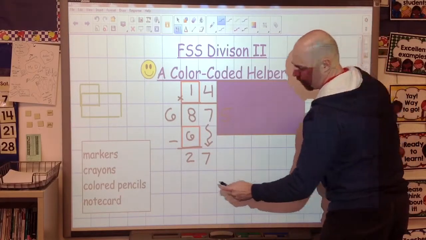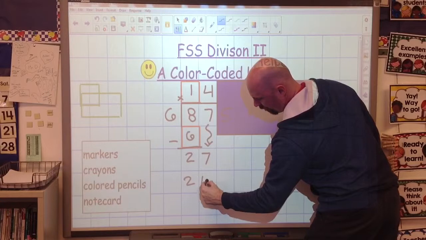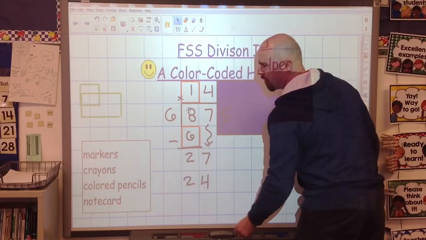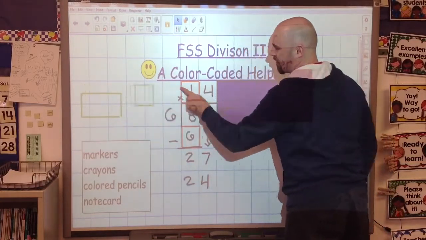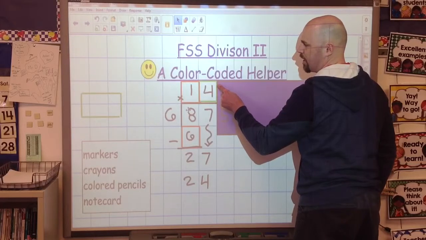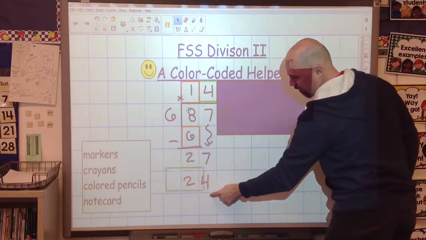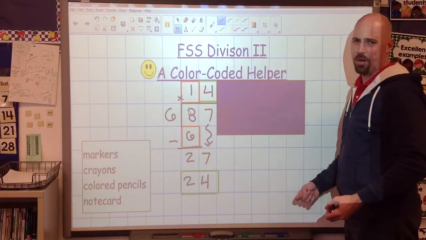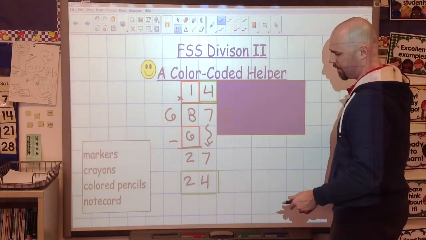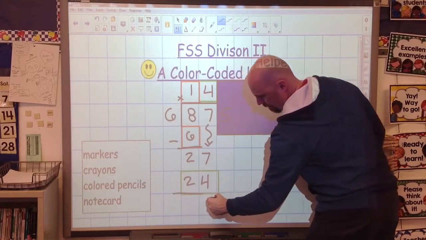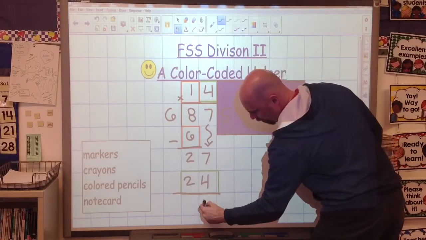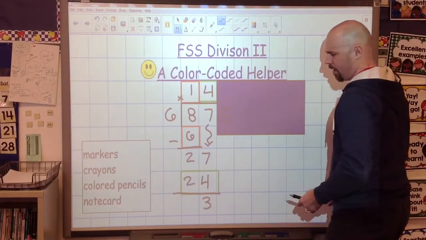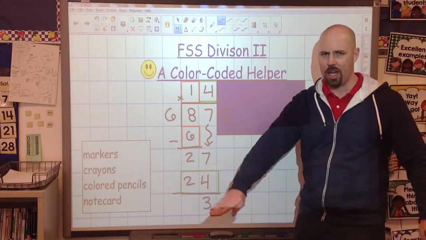And 6 times 4 is 24. So make sure we have our matching colors once again. We have our fact up top, so we need to have our product down below. So the fact part is done. Now it's time to subtract. 27 minus 24 gives me a 3. And now we need to slide again.